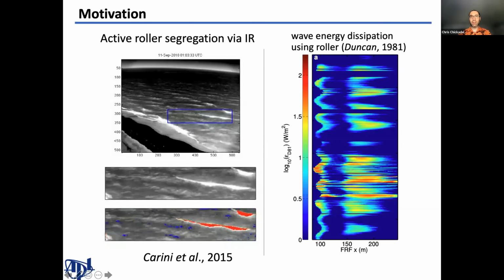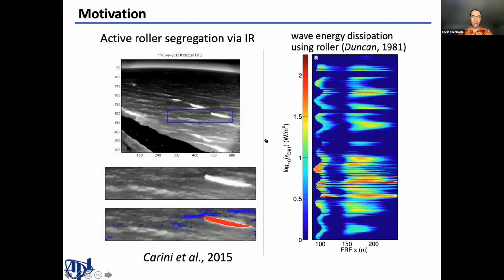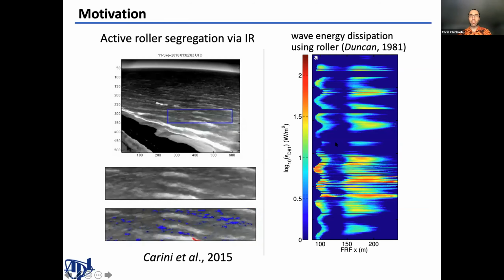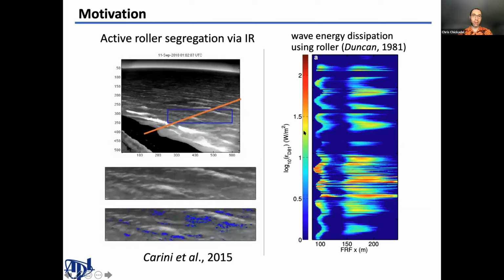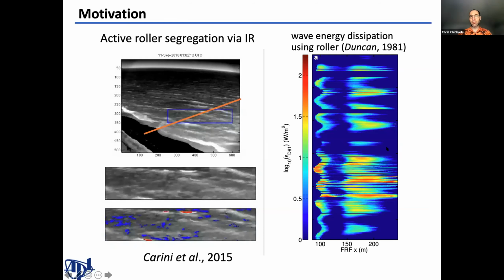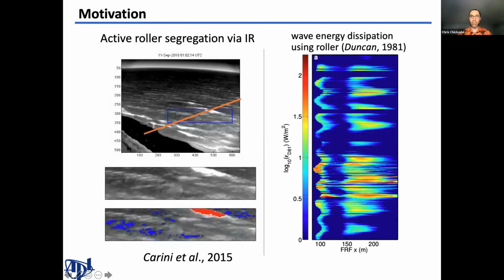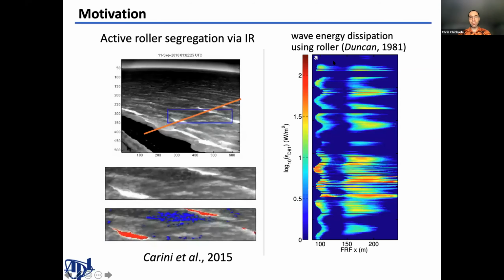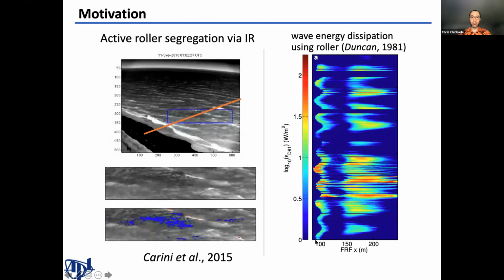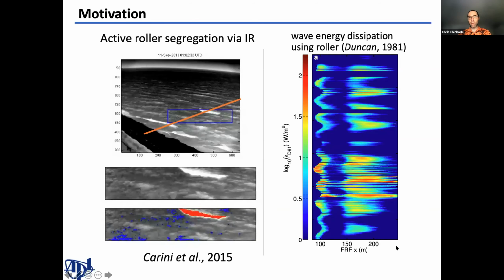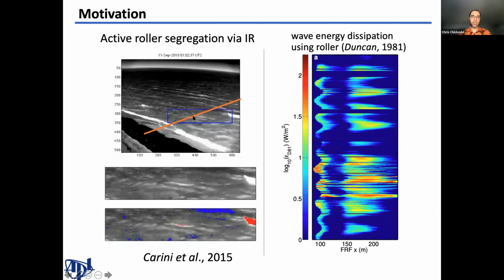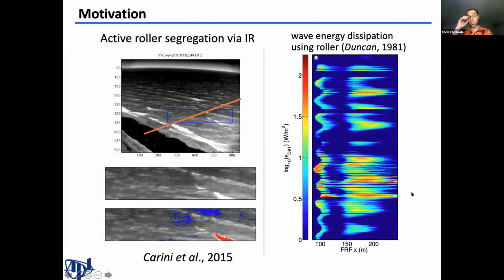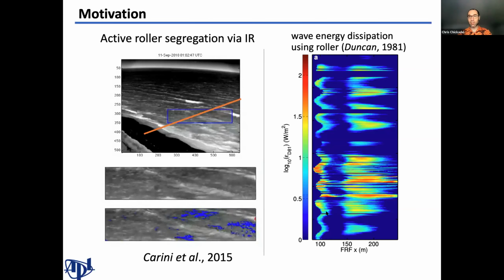She used this in this right-hand panel. She used this to estimate the dissipation by isolating that active roller, using the Duncan 1981 roller length estimate of energy dissipation in a wave. And this is just a time series. So from top to bottom, time increasing, is the cross-shore distance of the energy dissipation, estimated just by measuring the cross-shore extent of the roller and applying Duncan's model.